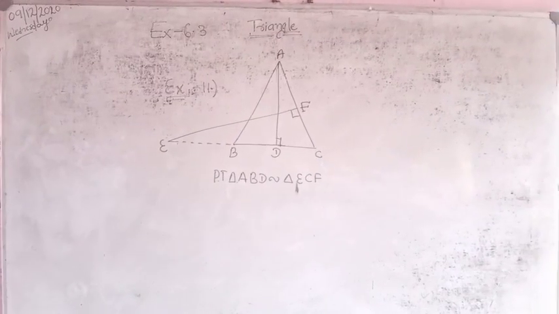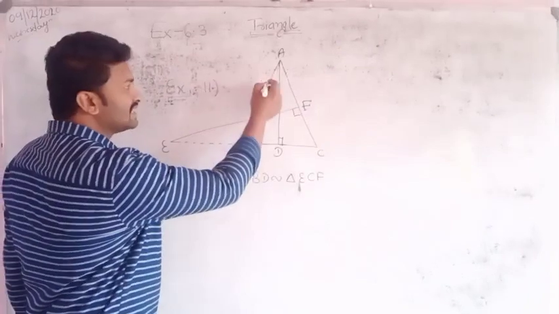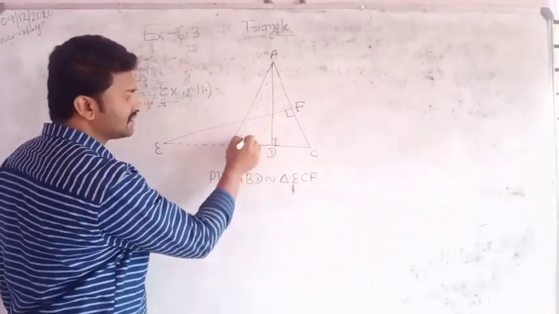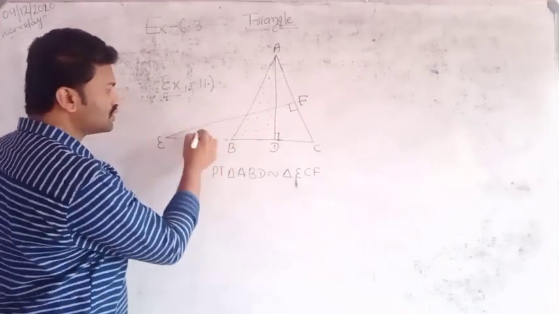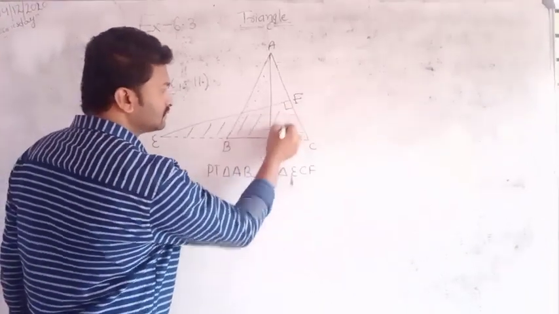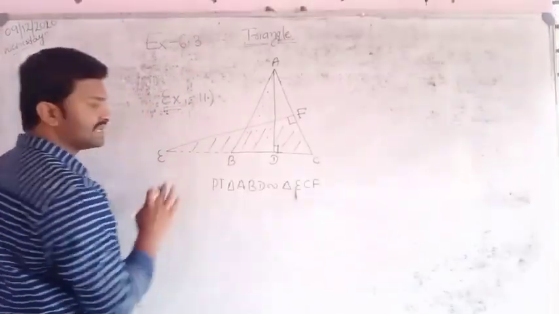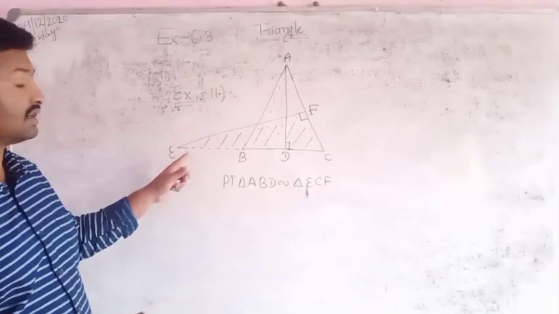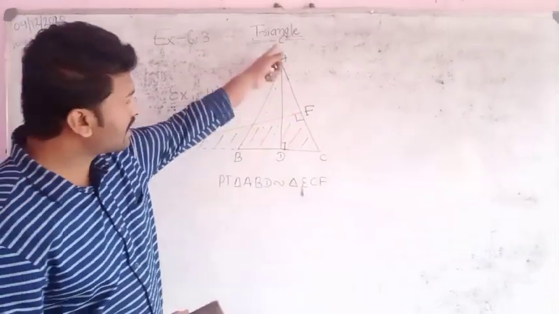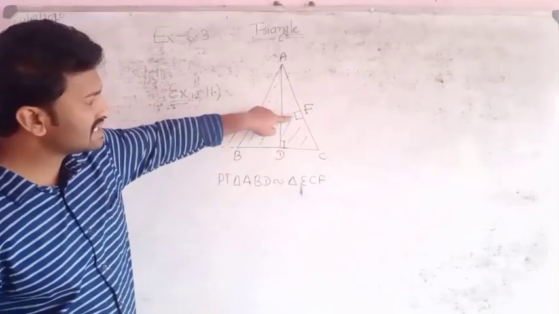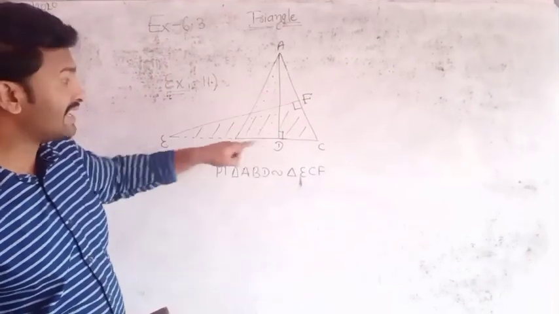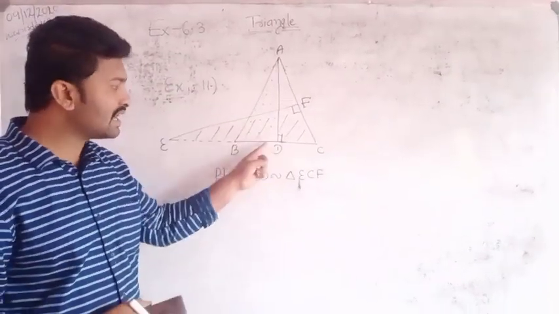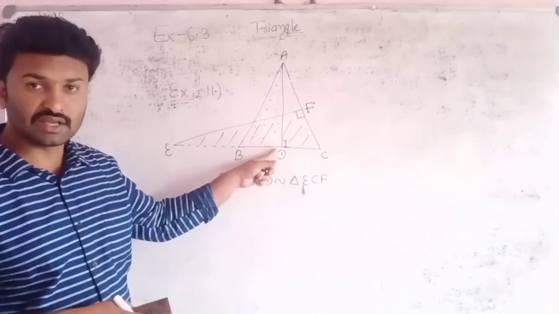Here we have to prove triangle ABD, this triangle ABD, is similar to this triangle EFC. For that, he has given some clues. EF is perpendicular to AC, which means angle F equals 90, and in triangle ABD, AD is perpendicular to BC. Therefore, angle D is also 90 only.